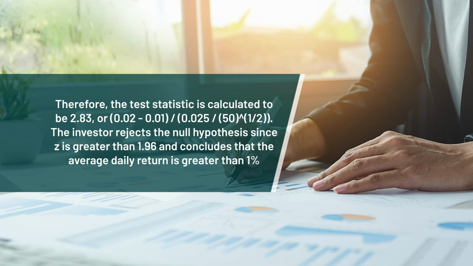And then we have that the investor rejects the null hypothesis since Z is greater than 1.96 and concludes that the average daily return is greater than 1%.